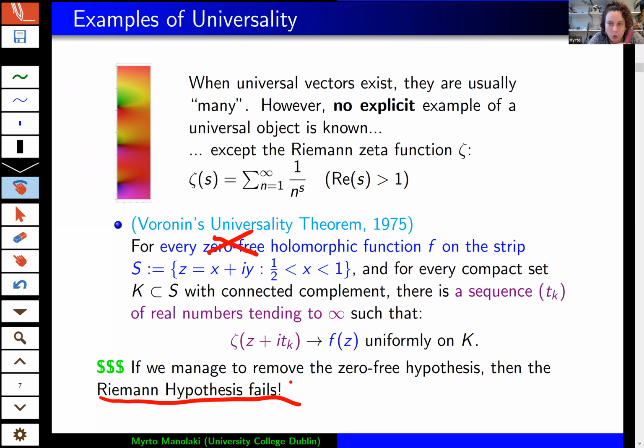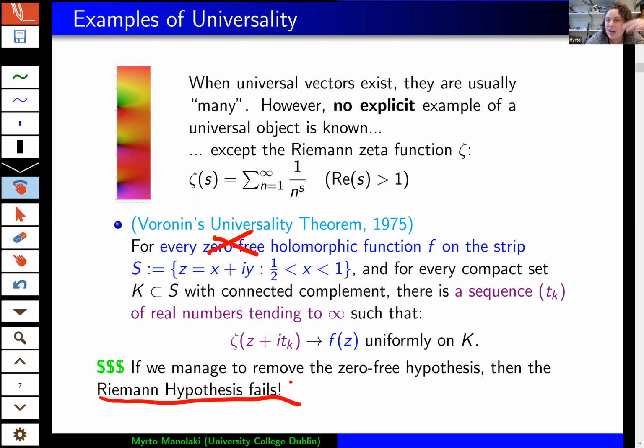I have put here some dollars, but in case you go and try to disprove it, you don't get any dollars. If you prove it, you get the dollars. If you don't prove it, you just get the fame, but you can maybe use it to get the dollars. Okay, so why does this fail? Which theorem is behind it? It is Hurwitz's theorem.